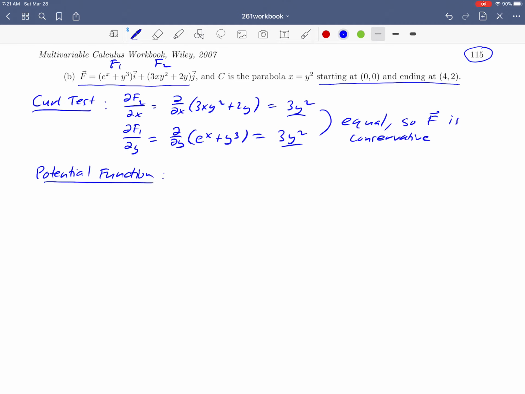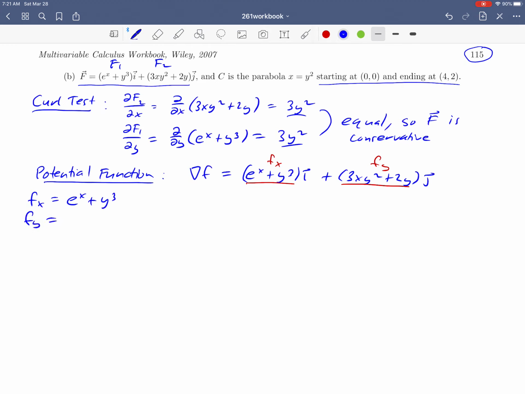The next thing that we need to use that theorem is a potential function. What we want is a scalar function little f that happens to equal the vector field that we started with. To be equal to a gradient, that means that we need the partial derivatives, fx and fy, to equal the components of our vector field. So that's our starting point. We're going to start from the derivative with respect to x being equal to our first component, and the derivative with respect to y being equal to our second component.